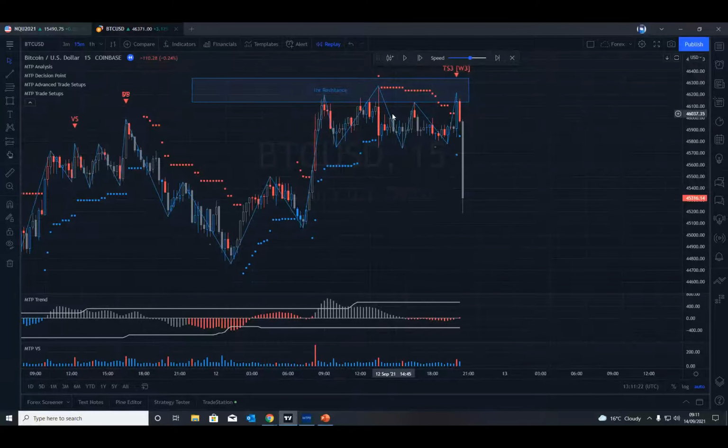So this is what we had: a sell setup coming there. Our MTP trend was red, in other words telling us that the market trend was down. Notice how I don't use the MTP trend color first. I use it second. I look for the higher time frame resistance first, then confirm it with the MTP trend, and look to take signals in that new trend direction. So can you see how this TS3 wave 3 trade setup was a good one to take?